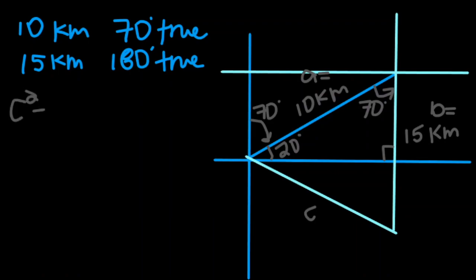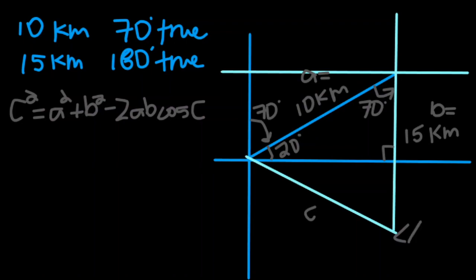Now, in order to find the length of side C, we have to use the law of cosines, which says that C squared equals A squared plus B squared minus 2AB cosine angle C. So now let's go ahead and label the angles. The angles are always across the side that corresponds with the same letter. So angle A would be across from side A, angle C would be across from side C, and angle B would be across from side B.